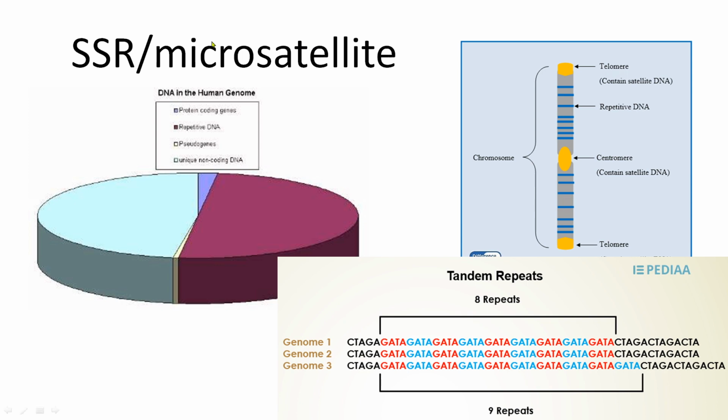So what is a microsatellite? Microsatellite markers are usually those where the repeat sequence is from 2 to 5 base pairs. If it is 10 to 50 base pairs, it is known as minisatellites.